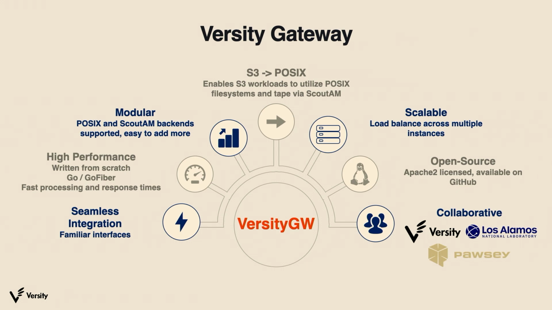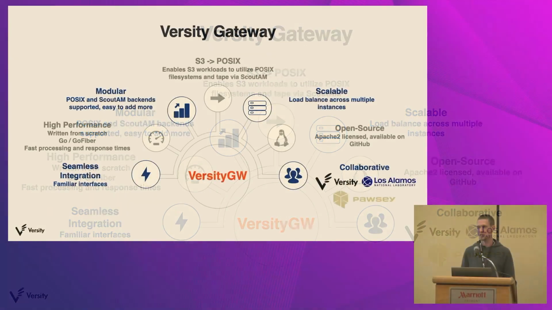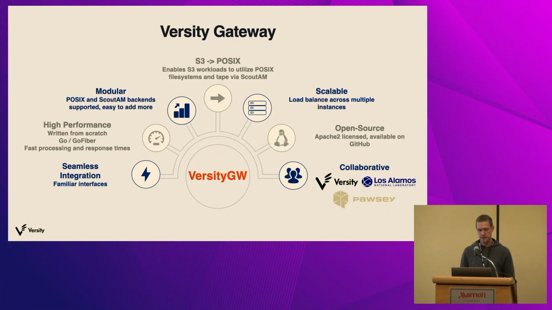We also need it to be scalable. We need to be able to load balance across multiple of these. Our system is a distributed system, so it's not going to be sufficient to have a single gateway fronting all of the S3 traffic. We need to be able to have multiple gateways across multiple systems and load balance across them. That's our typical customer deployment. We needed this to be open source just to foster the collaboration, so this is all Apache 2 licensed code.